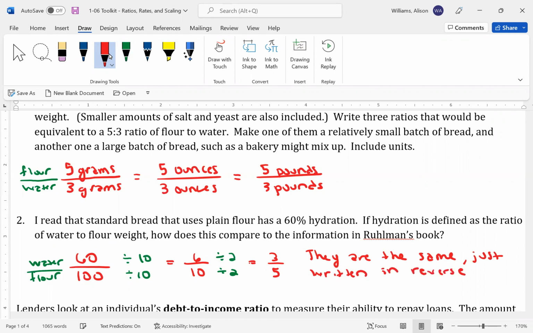He does a comparison with the 5 to 3, but this one could be written 3 to 5. These are the exact same thing. They're the same. Okay, cool. So that's what the difference is in those two statements.